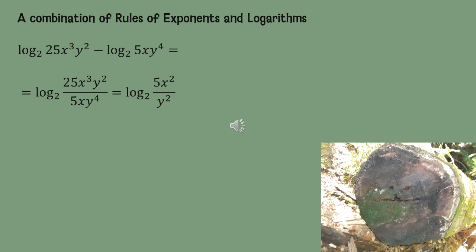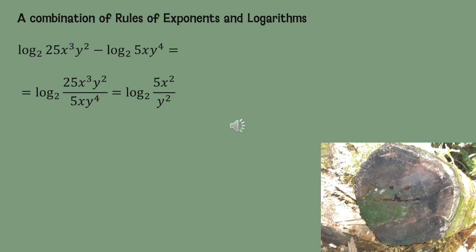One last example, how about if we had log base 2 of 25x cubed times y squared minus log base 2 of 5x y to the 4th. A rule of log states that when I'm subtracting separate log expressions, but they have the same base, notice both of these are base 2, I can rewrite that as a single log expression. 25x cubed times y squared would be in the numerator, and 5x y to the 4th would be in the denominator.